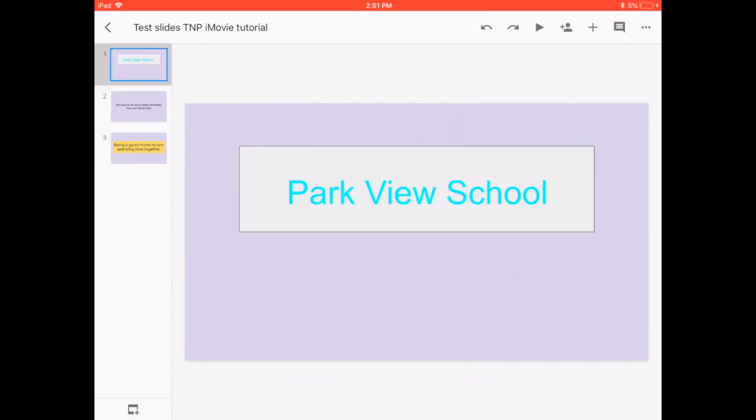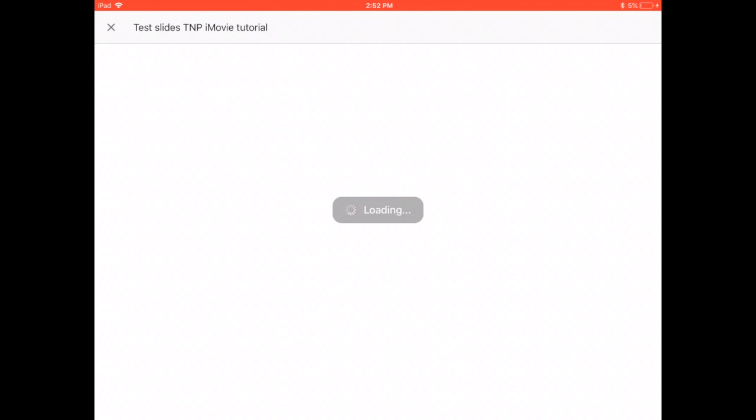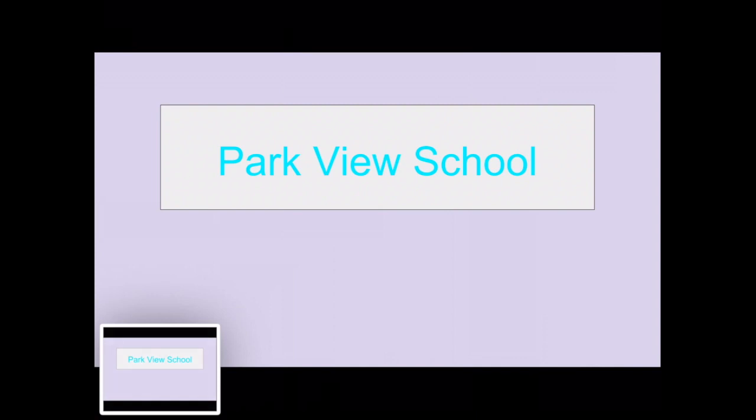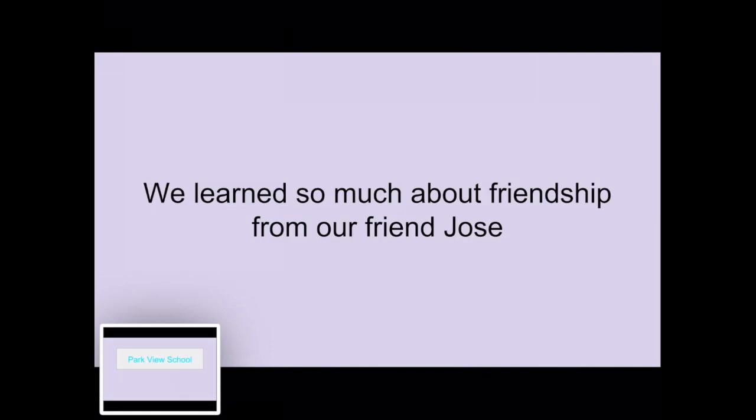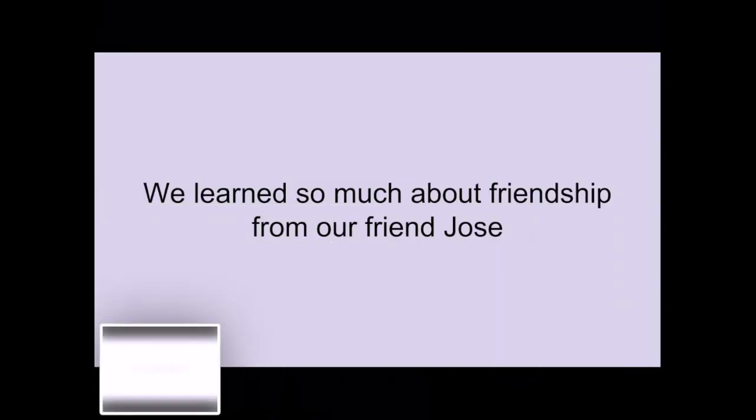To do that, go to the beginning of your slideshow, and you're going to hit the presentation button. It's the third button from the left on the top right hand corner, and choose present on this device. Once you're in presentation mode, wait for all of the extra stuff on your screen to go away, and then take a screenshot by pressing the on-off button and the home button at the same time, and it will automatically save a screenshot into your camera roll. Take pictures of each of the slides that you've created.